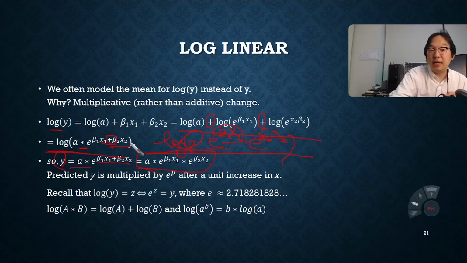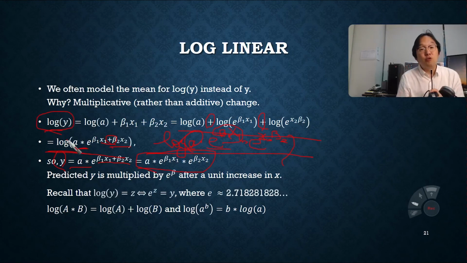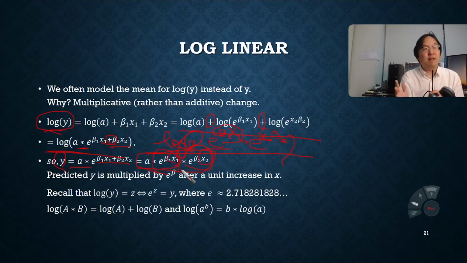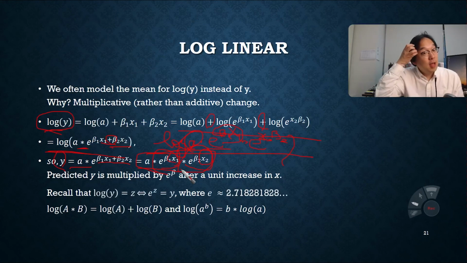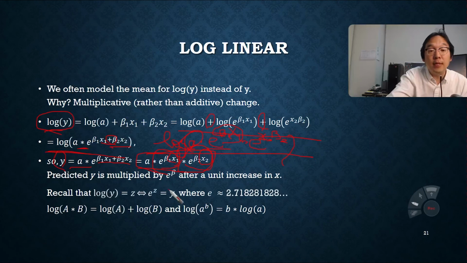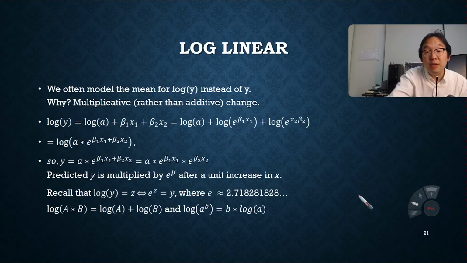So I said once you take log of y, you are assuming some kind of multiplicative relation between these two variables instead of additive relation. Additive means like a 더하기 관계, versus here is like a 곱하기 관계, 곱셈 관계. All right. So predicted y is multiplied by e to the power of beta after a unit increase in x.